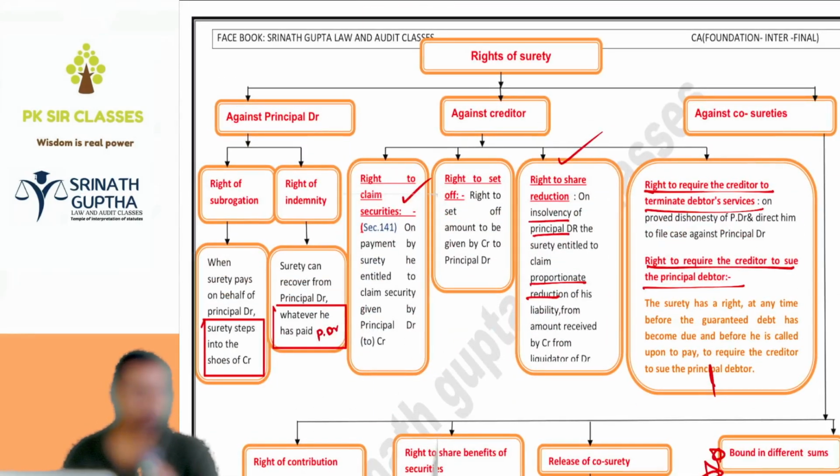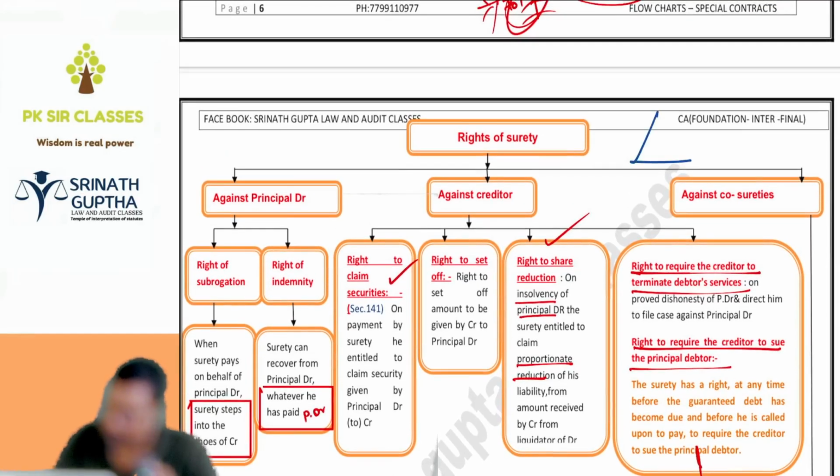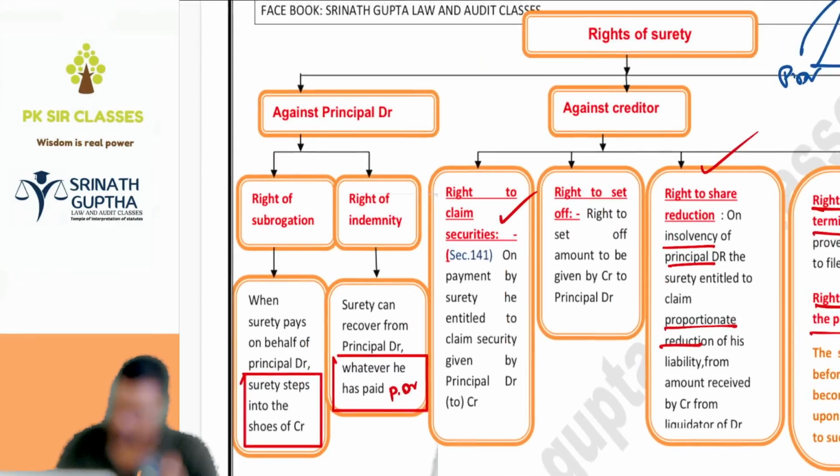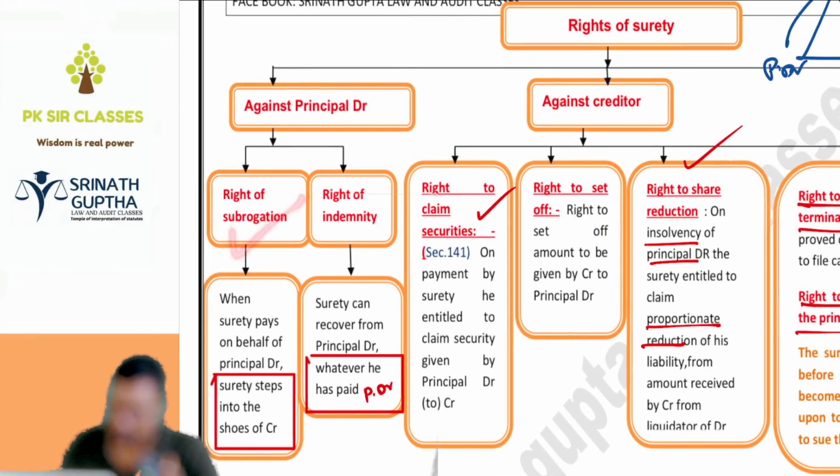Next, rights of the surety. What can the surety do against the principal debtor? What can the surety do against the creditor? What can the surety do against another surety? First, rights of the surety against the principal debtor. Two rights will be there: right of subrogation and right of indemnity.